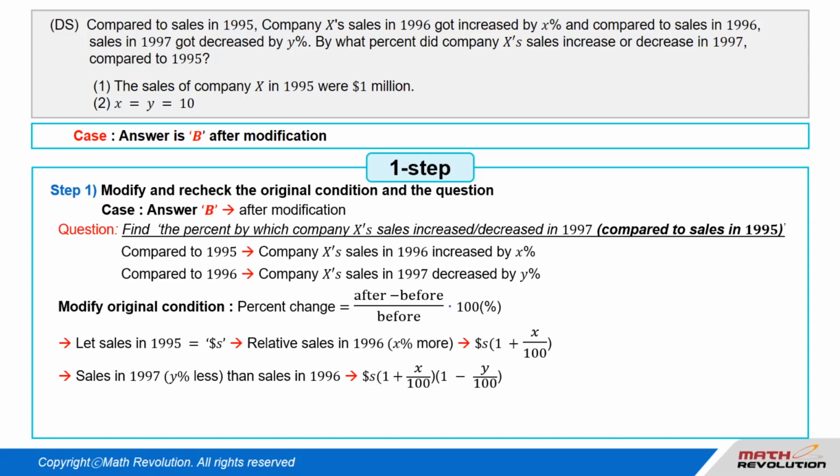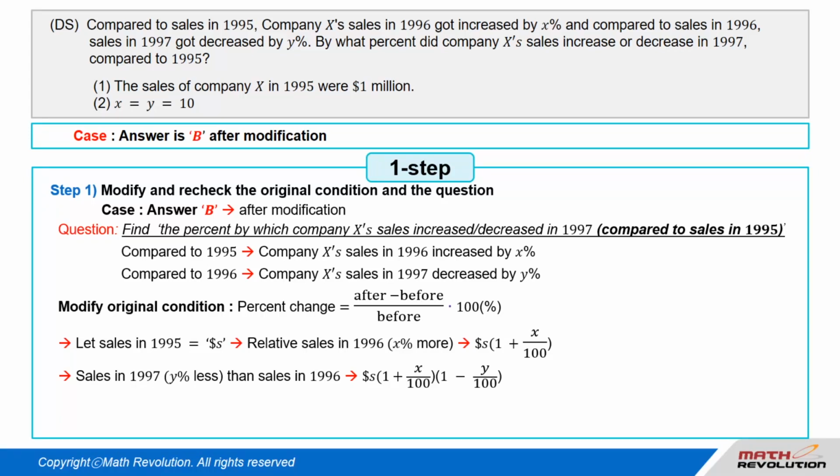Therefore, let's take the sales in 1995 as dollar amount S, and we are given relative sales in 1996 as X% more. That is, dollar amount S times 1 plus X over 100. The sales in 1997 decreased by Y% from sales in 1996. So sales in 1997 are equal to dollar amount S times 1 plus X over 100 times 1 minus Y over 100. So before will be dollar amount S, and after will be dollar amount S times 1 plus X over 100 times 1 minus Y over 100.